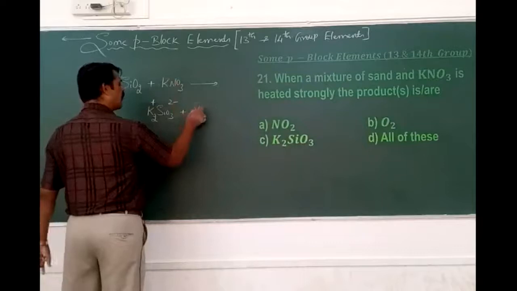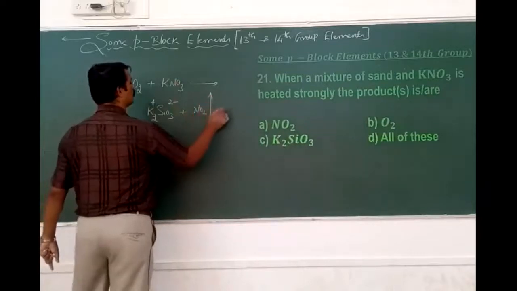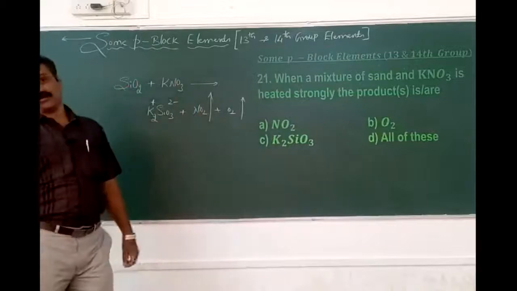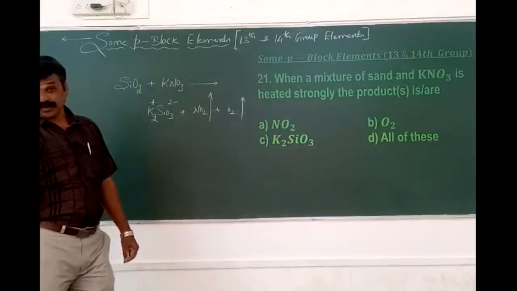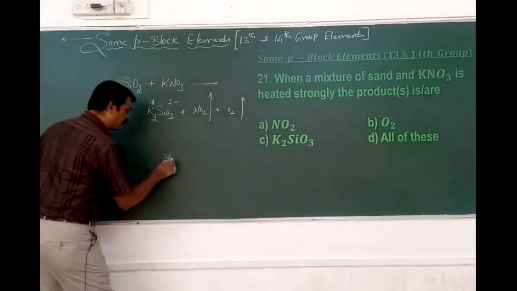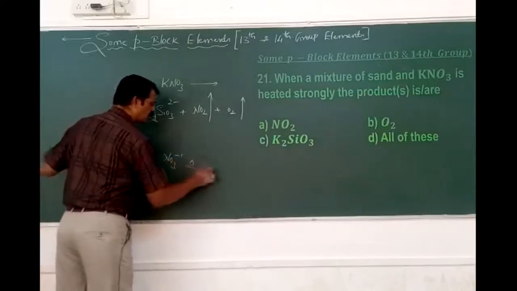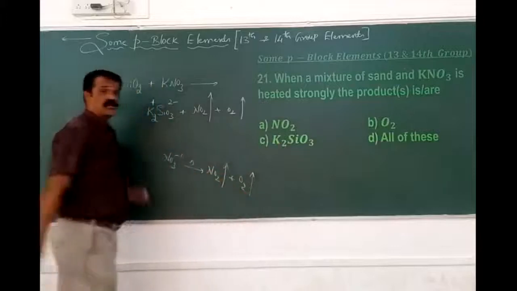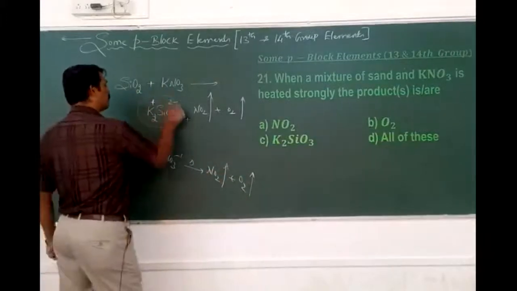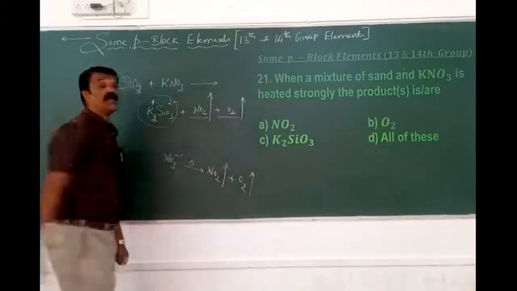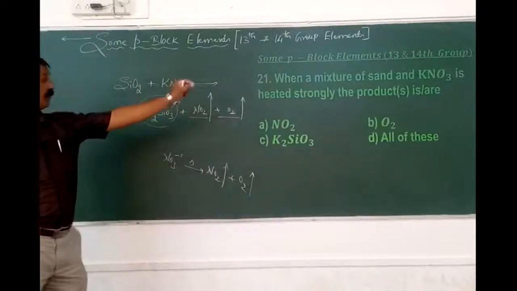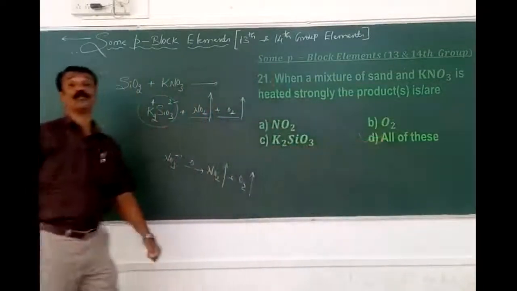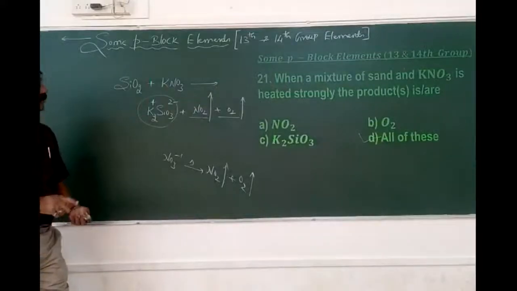As usual, potassium nitrate means there is a liberation of gases also, because nitrate salts, NO3 minus, always decompose to form nitrogen dioxide plus oxygen. Therefore, it forms potassium silicate along with nitrogen dioxide and oxygen. Therefore NO2 is there, O2 is there, K2SiO3 is there. Therefore, the product is going to be option D. Okay. So that is 21D.